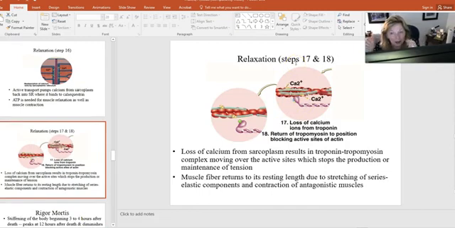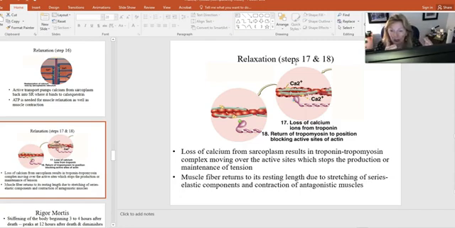Those relaxation steps: ATP breaking the binding sites, acetylcholinesterase breaking down acetylcholine, protein receptors closing back, calcium moving back into the endoplasmic reticulum, the troponin and tropomyosin blocking the active sites on actin. All of those things have to happen for that relaxation phase, and that relaxation phase is just as important as the contraction. The entire story has to happen in a particular sequence.